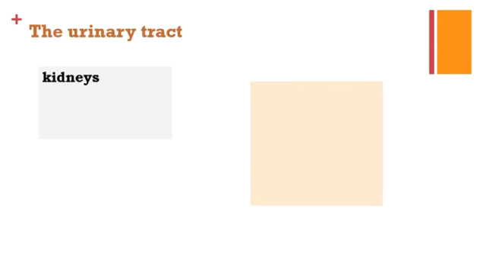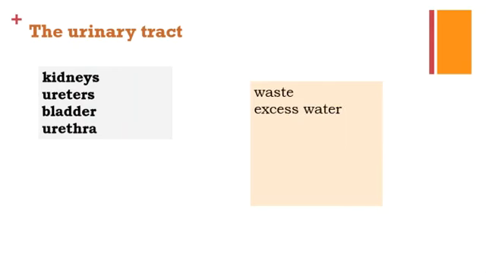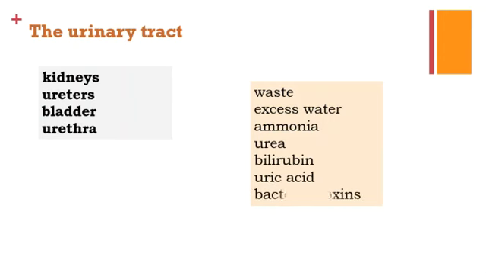Two kidneys, two ureters, one urinary bladder, and one urethra make up the urinary system. One of its many functions is to help the body get rid of waste materials, such as excess water, ammonia, urea, bilirubin, uric acid, and bacterial toxins.